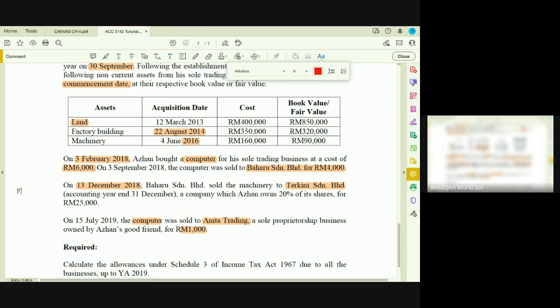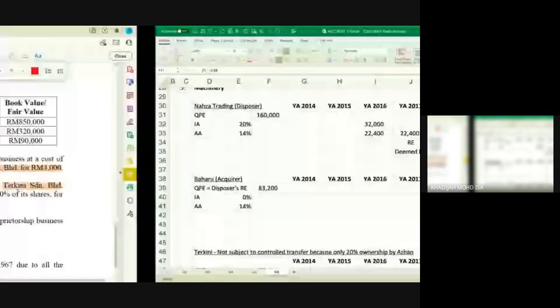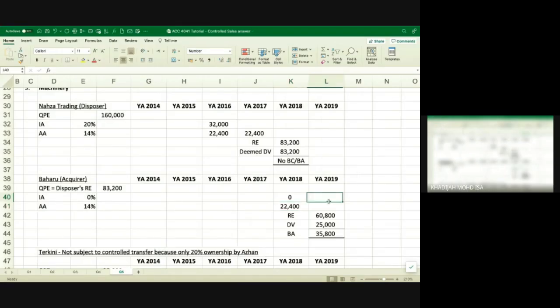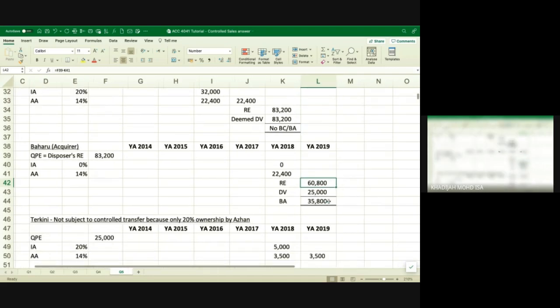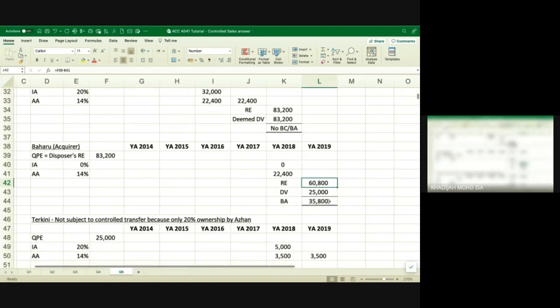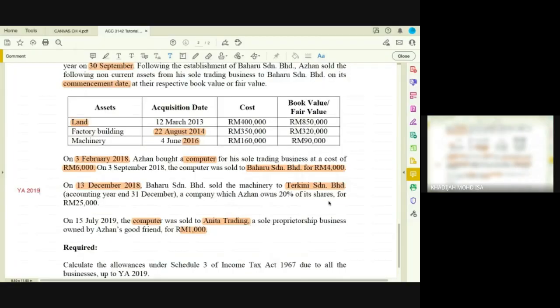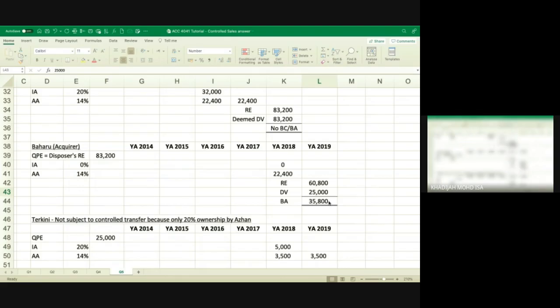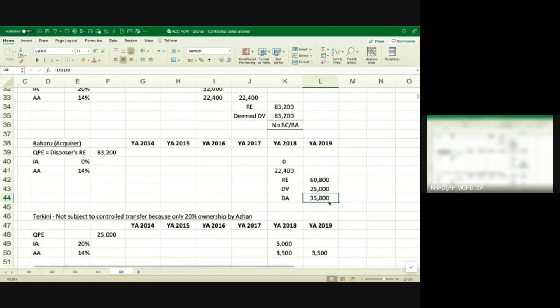This is YA 2019. So disposal is in YA 2019. So you dispose in 2019, that's why you don't claim anything. All right, then you compute your RE. Remember, you dispose to a third party, Terkini Sedia Berhad. So you have to compute what is the disposal value. You sold the machine for 25,000, so then you have a balancing allowance of 35,000.